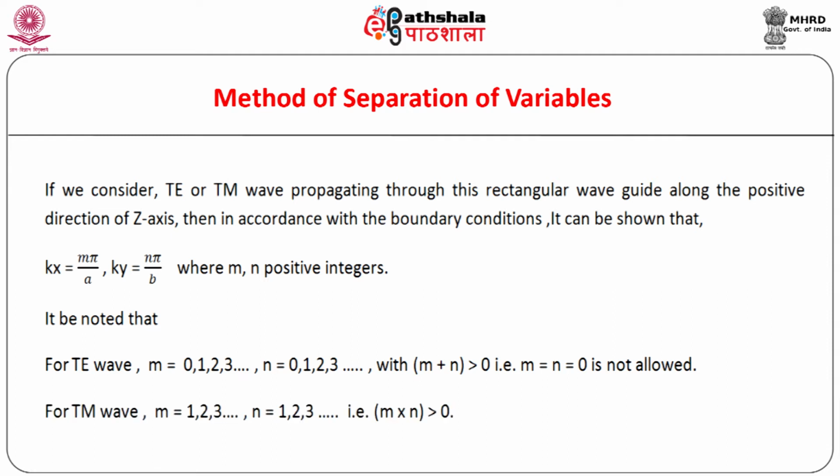For TM wave, m is equal to 1, 2, 3, n is equal to 1, 2, 3, that is m into n should be greater than 0. We will see the reason why m equal to 0 and n equal to 0 is not allowed for TE wave, and why neither m nor n can be 0 for TM wave, when we derive the equations for E and H fields using Maxwell's equations in subsequent modules. For the time being, let us accept this result.